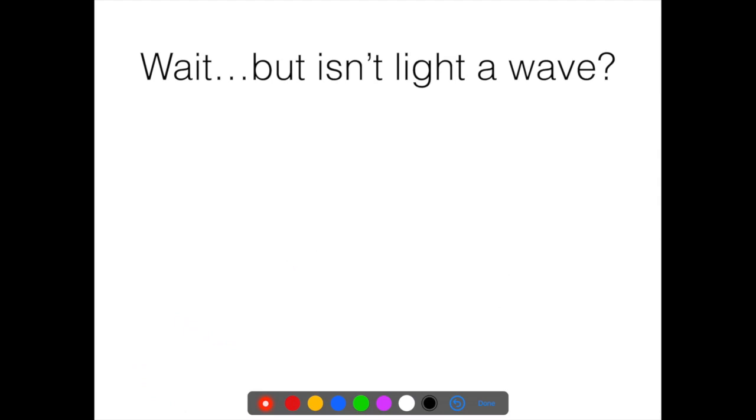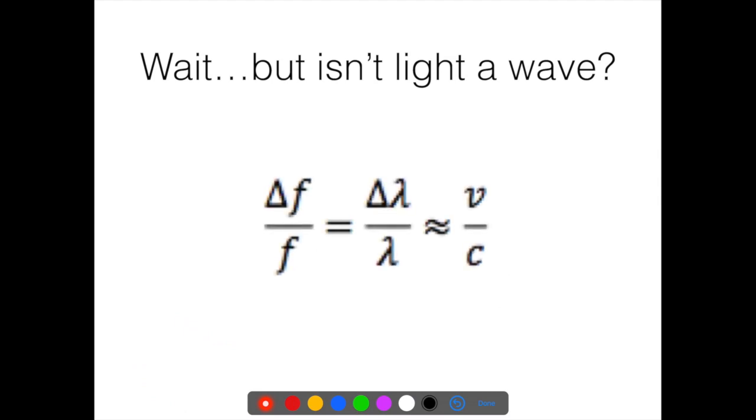All right, so we're actually going to use a slightly different equation for light. This is the formula that we have to use for light. The change in frequency over the original frequency is equal to the change in the wavelength over the original wavelength, which is approximately equal to the observed speed over the speed of light. All right, so this is the formula that we're going to use, and you'll see this later as we go through an example.